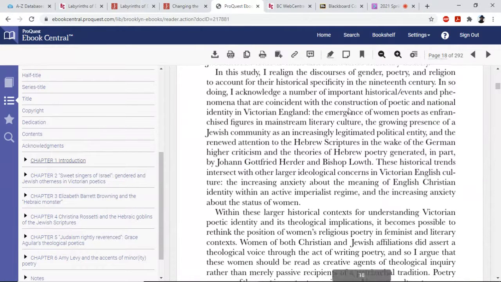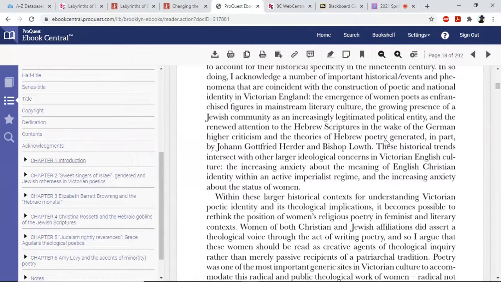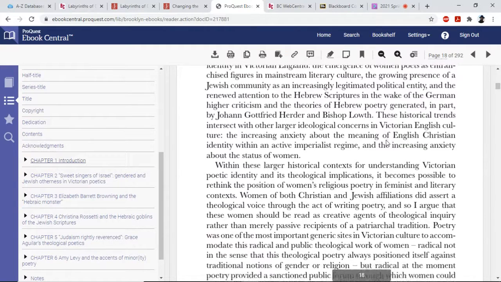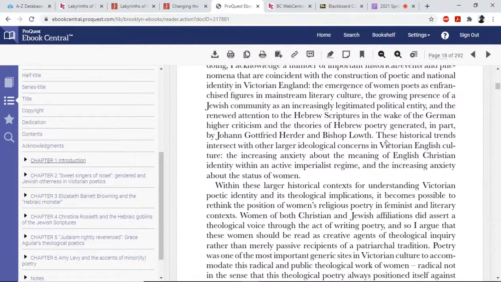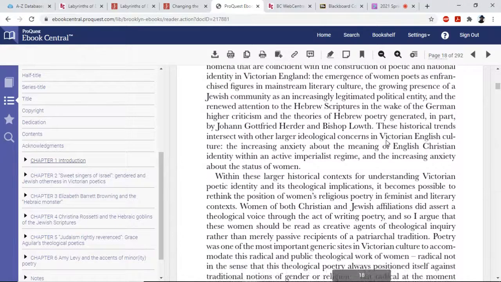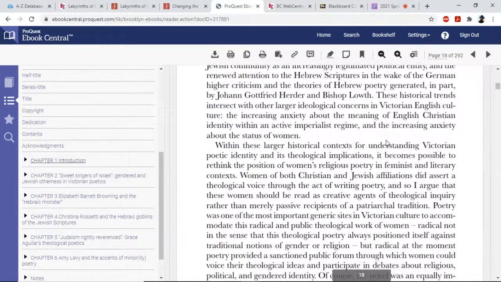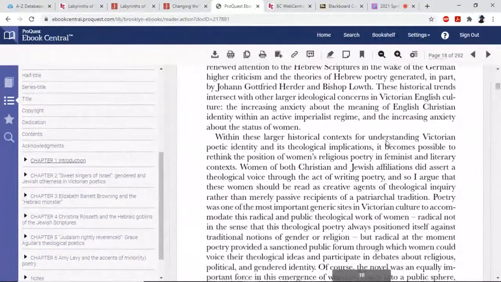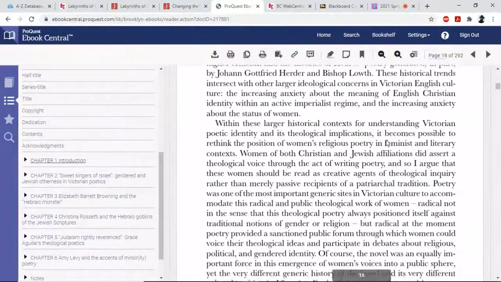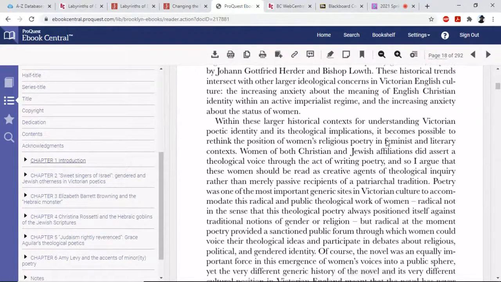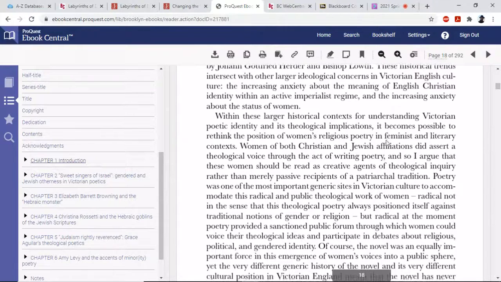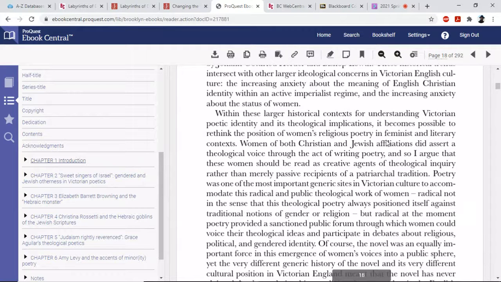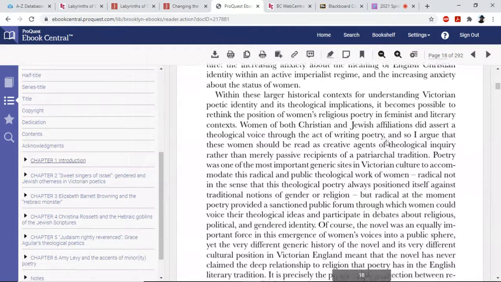"In so doing, I acknowledge a number of important historical events and phenomena that are coincident with the construction of poetic and national identity in Victorian England: the emergence of women poets as enfranchised figures in mainstream literary culture, the growing presence of a Jewish community as an increasingly legitimated political entity, and the renewed attention to the Hebrew scriptures in the wake of the German higher criticism and the theories of Hebrew poetry generated in part by Johann Gottfried Herder and Bishop Lowth. These historical trends intersect with other larger ideological concerns in Victorian English culture: the increasing anxiety about the meaning of English Christian identity within an active imperialist regime, and the increasing anxiety about the status of women."